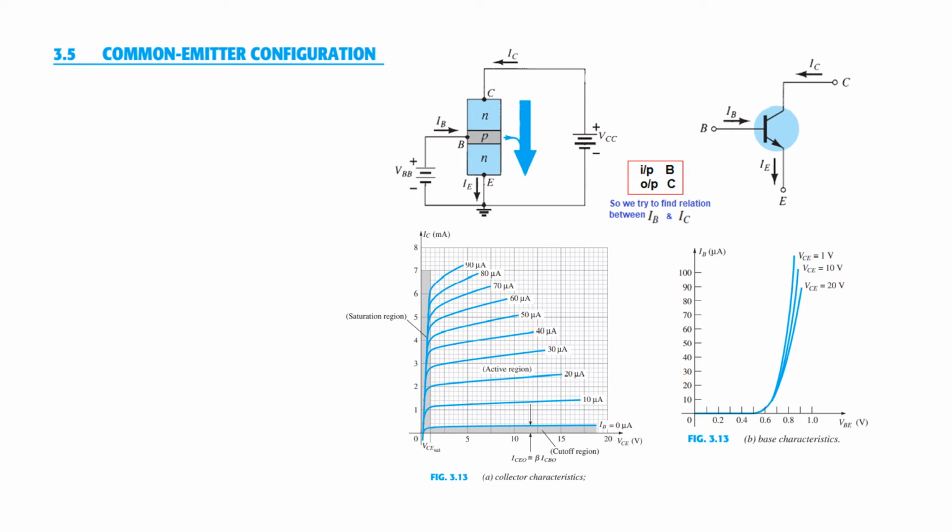Now there are two curves, similar to the curves that we had. This is the base characteristics. Now this one is between VBE and IB, given different values of VCE. So VBE is the base emitter voltage, and IB is the base current, and VCE is the collector to emitter voltage. For different voltages we get different curves. So this is called the base characteristics curve.